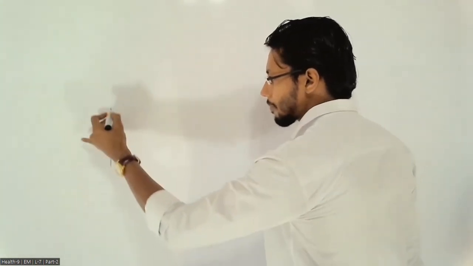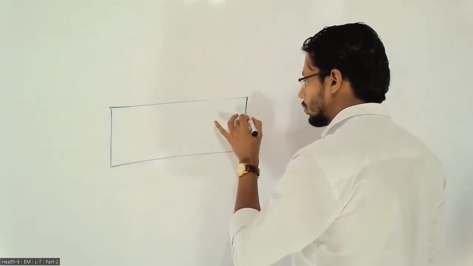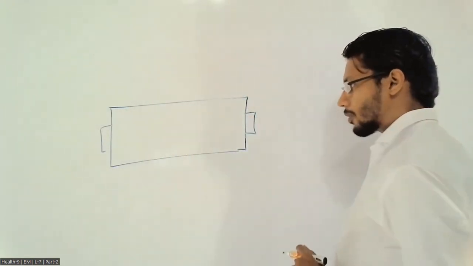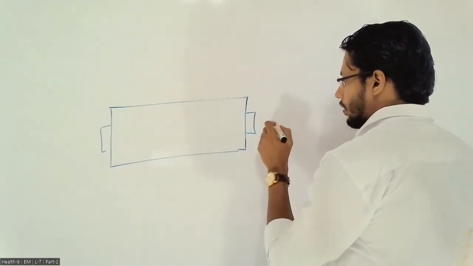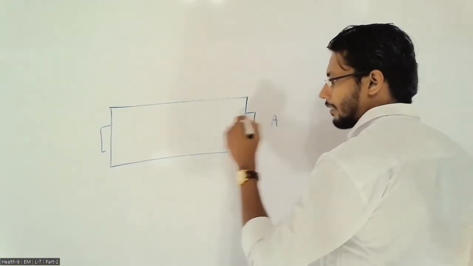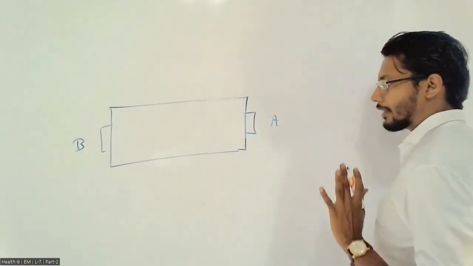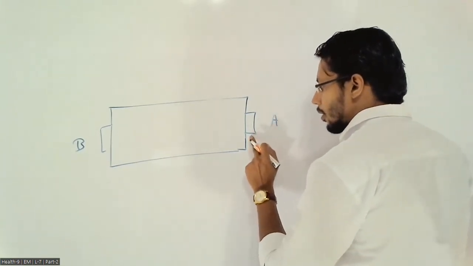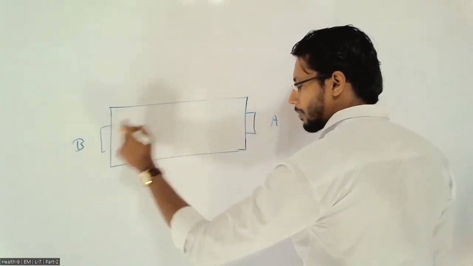Which means this is the volleyball court. Now you already know there are 2 goal posts, one on either side. Now this side belongs to team A, and this side belongs to team B. For example, this goal post belongs to team A, this goal post belongs to team B.